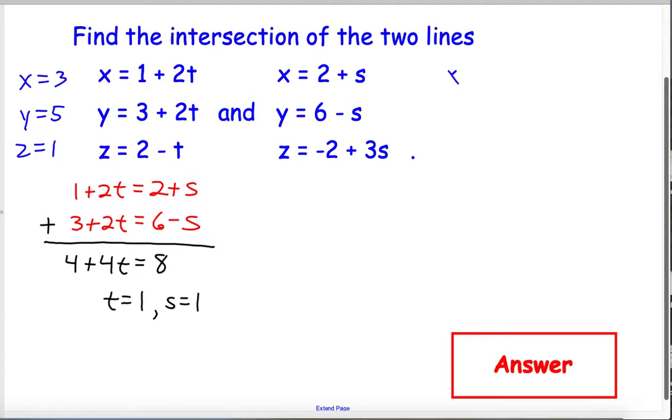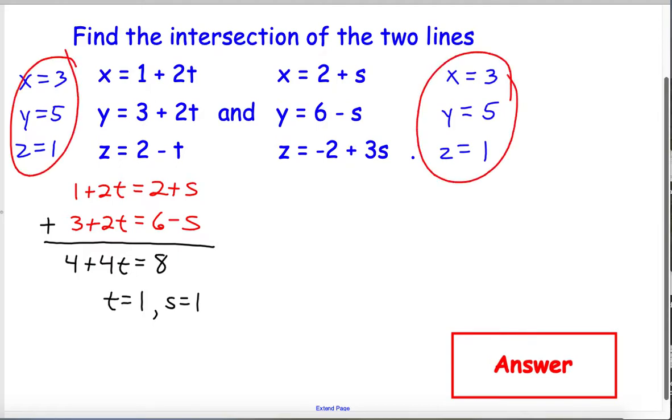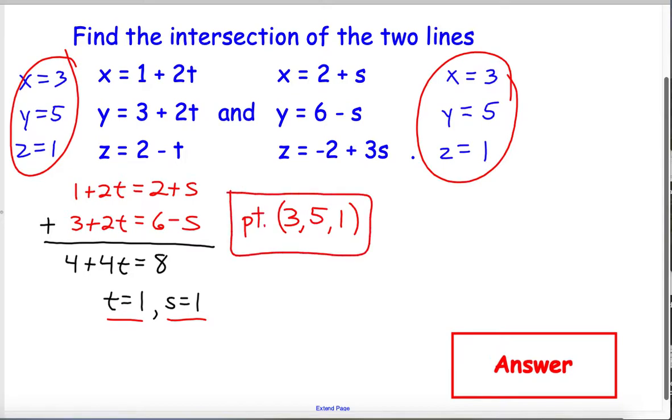In the second equation, if s is equal to 1, plug that in and I'll get x is equal to 3, y is equal to 6 minus 1 is 5, and z is equal to negative 2 plus 3 is 1. Notice we got the same value for x, y, and z when t is 1 as we did for x, y, and z when s is 1. So that tells us that the point (3, 5, 1) is where these two lines intersect. And that's the only solution. So they're not parallel, they're not skew, and it's not the same line.